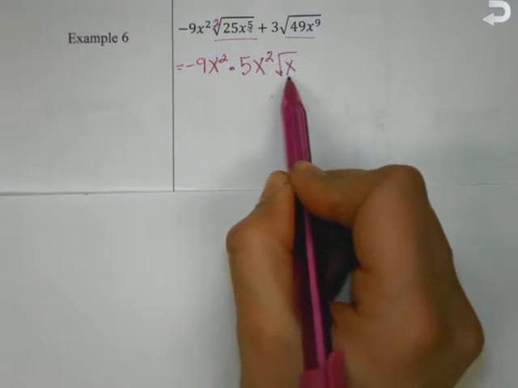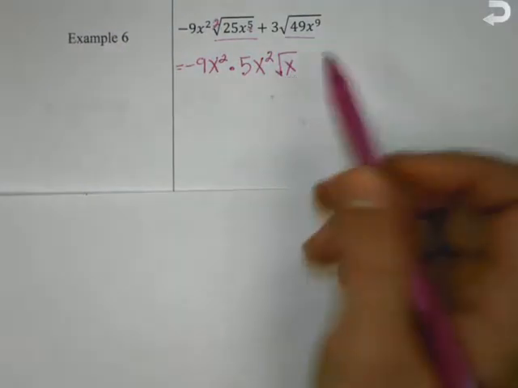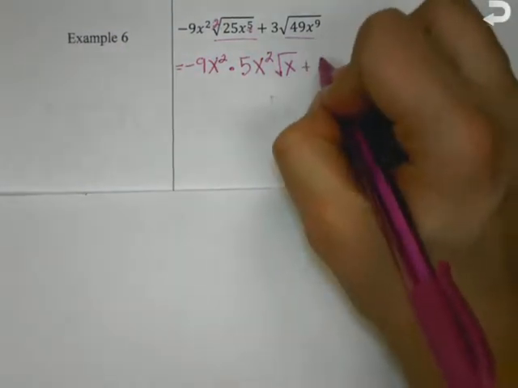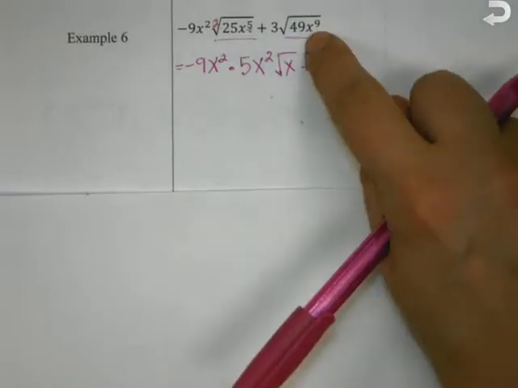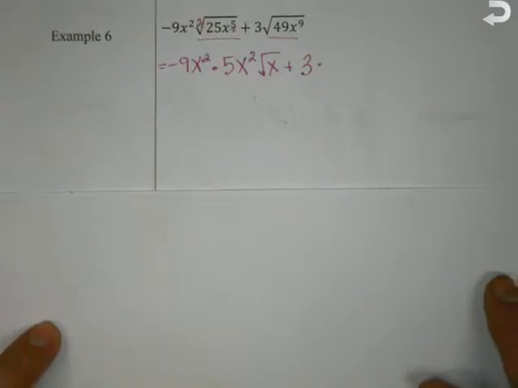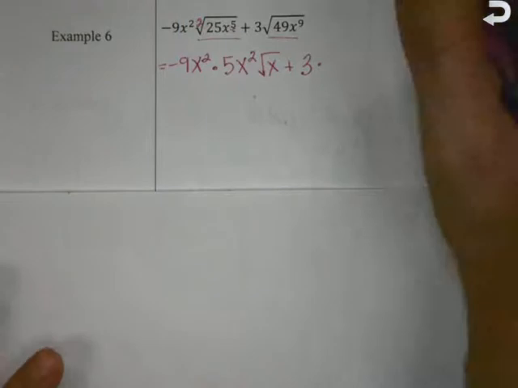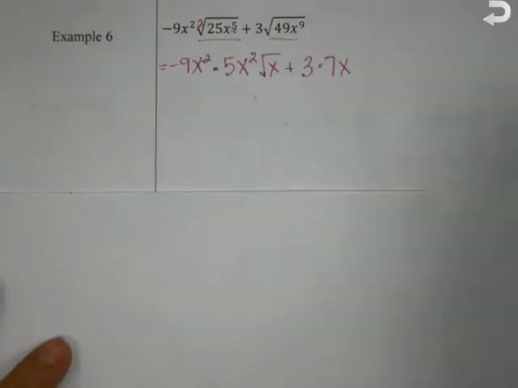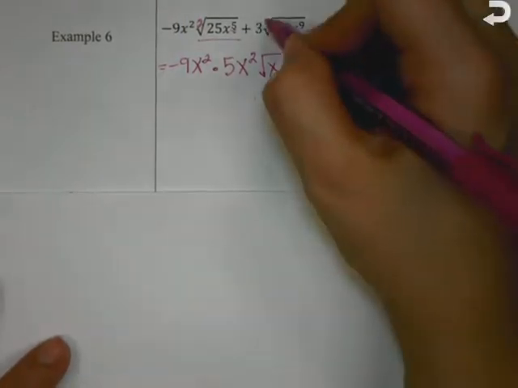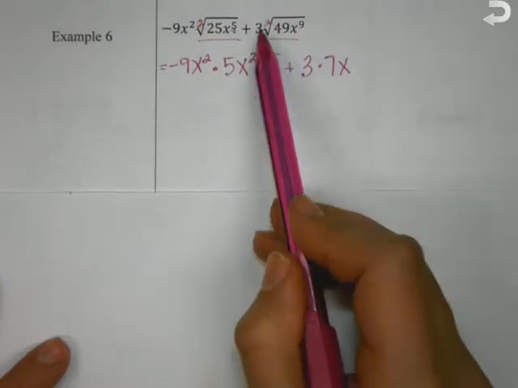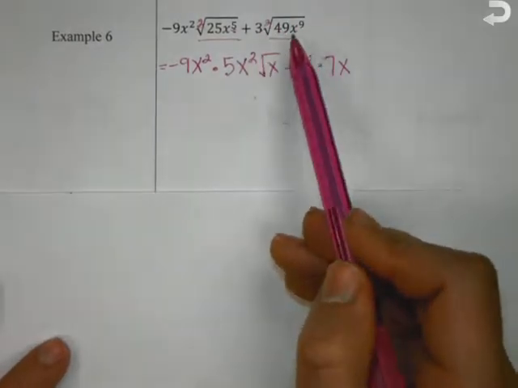3 times, what can I pull out of the square root of 49x to the 9th? 7x to the third. Remember, this is a 2. So 2 goes into 9 how many times? 4. Square root of what's left over? What's the remainder? 1x.